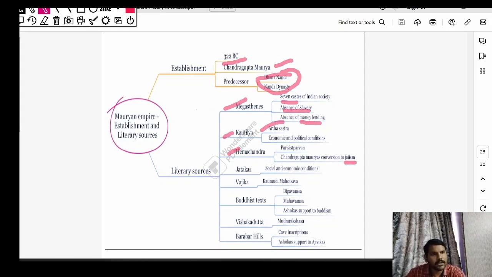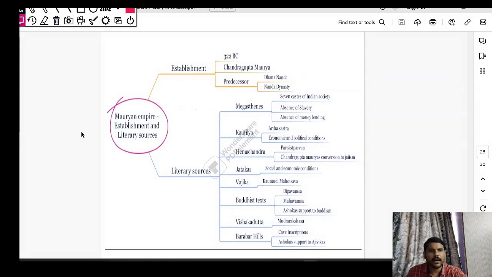So Chandragupta Maurya converted to Jainism, and the Jatakas, Pitakas, etc., the Buddhist literature, the Buddhist texts of Deepavamsa and Mahavamsa, which you are frequently asked about in questions. Ashoka's support to Buddhism is mentioned in that. Vishakadatta's Mudra Rakshasa, we've seen multiple times, is very important. And the cave inscriptions, etc., the Barabar Hills. So all these are various sources, very important.